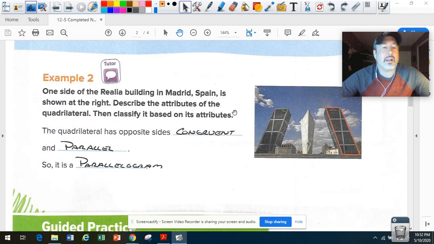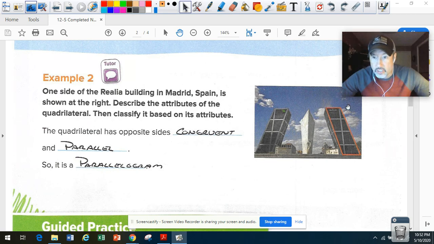One side of the Real building in Madrid, Spain is shown at the right. Describe the attributes of the quadrilateral. Okay. Then classify it based on its attributes. So it says the quadrilateral has opposite sides.